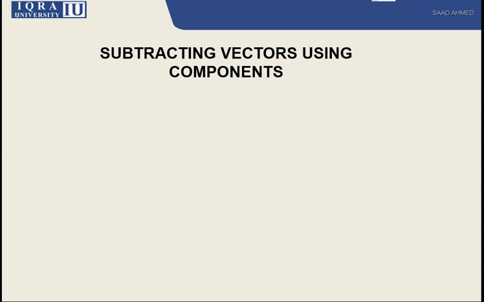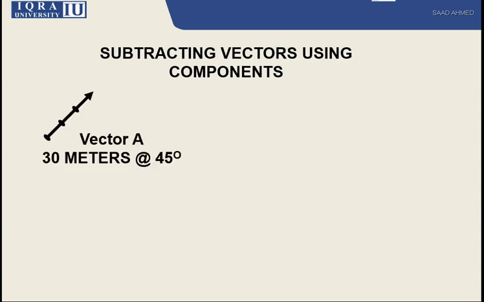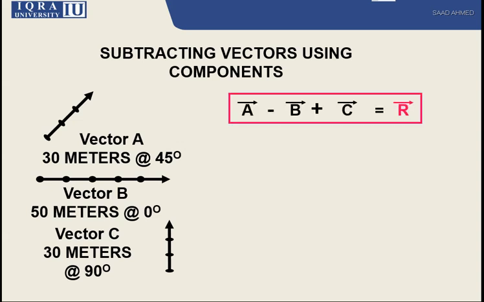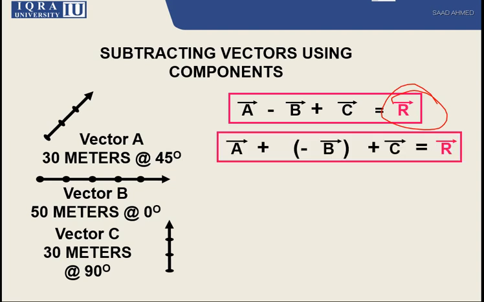Subtracting vectors using components. Again, same three vectors. What we are going to do is subtract B from A and then add C, and the resultant we call R. Okay, this is the pattern: A plus, we put a bracket here to isolate, minus B and plus C.